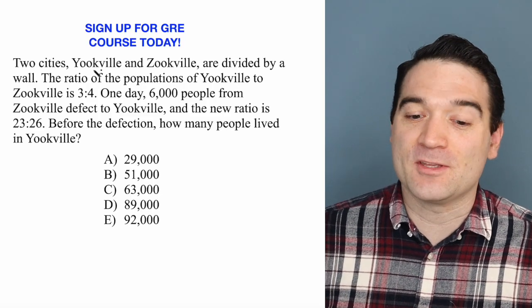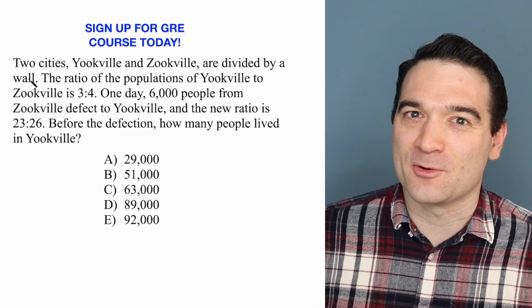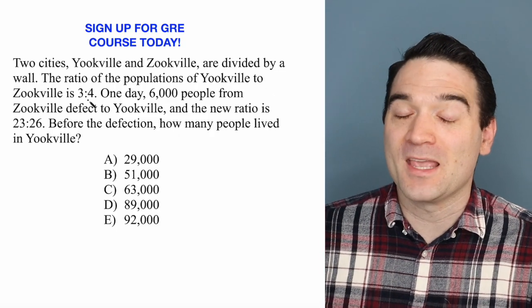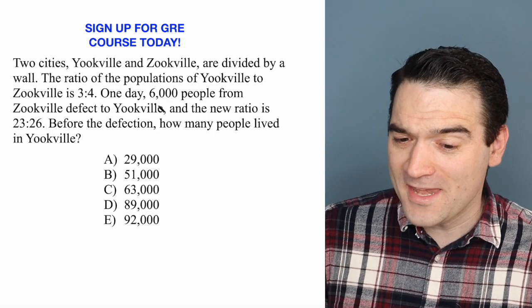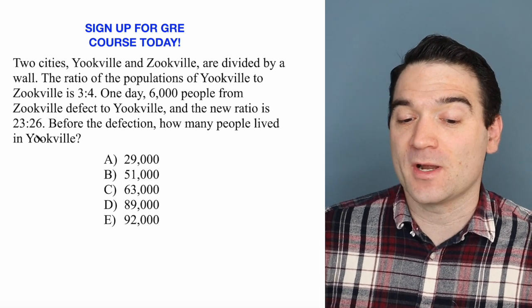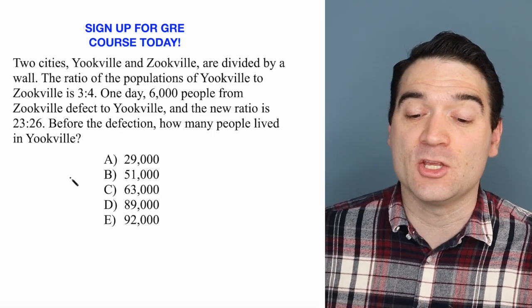So just to recap, we have these two cities, Youkville and Zoukville. They're divided by a wall. That's a reference to the Butter Battle book, by the way. The ratio of the populations of Youkville to Zoukville is 3-4. One day, 6,000 people from Zoukville defect to Youkville, and the new ratio is 23-26. So we're asking, before the defection, how many people lived in Youkville?